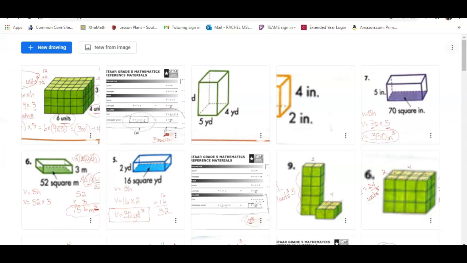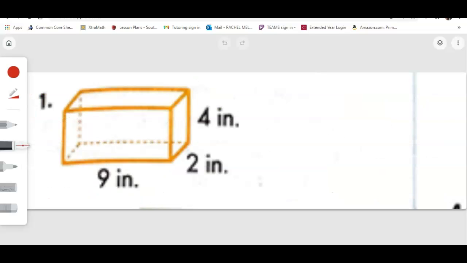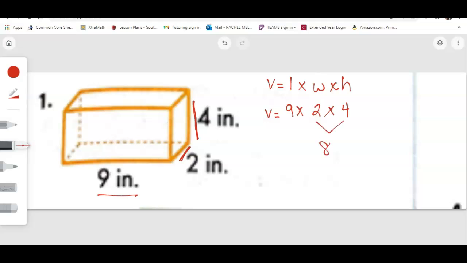All right, moving on to our next problem. Let's do this one. Again, I'm using volume equals length times width times height. I'm just plugging in what I know. My length is down here, that's 9. My width right here is 2. And my height right here is 4. And again, I can do that in any order. So I'm going to do it this way. I know 4 times 2 is 8. And I know 9 times 8 is 72.